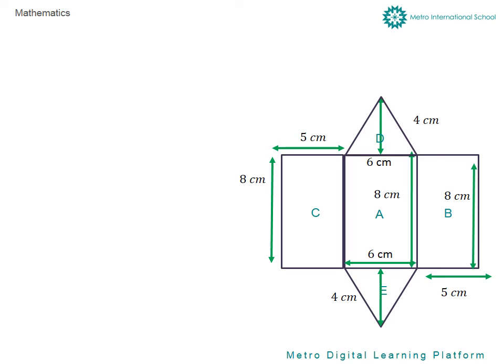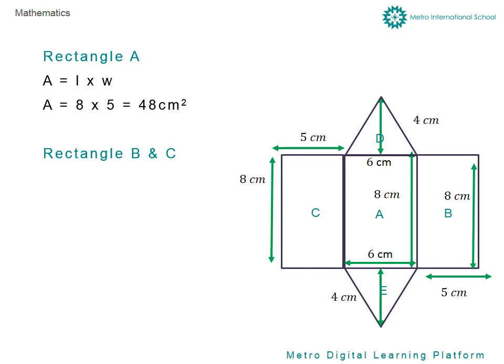To calculate the surface area of the prism, the first step is to work out the area of the rectangle A with its formula A equals length into width, so area will be 48 cm square. Step 2 is to work out the area of rectangle B and C, which are of same measurements, so it will be A equals 8 into 5 equals 40 cm squares.